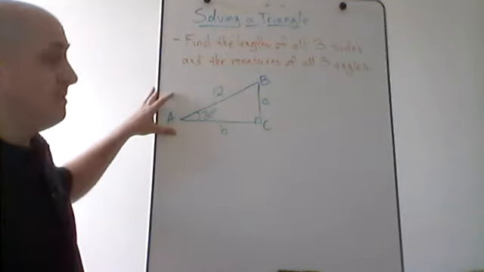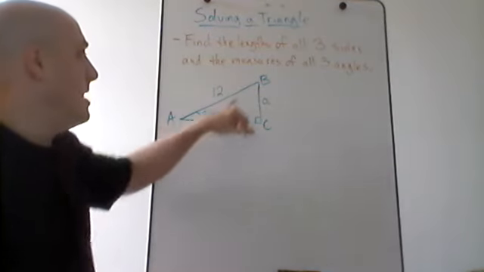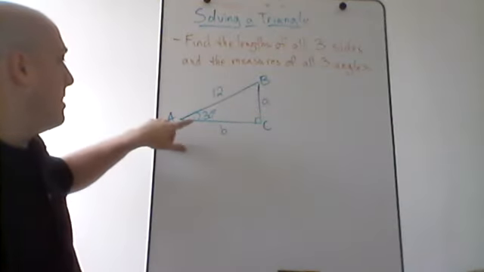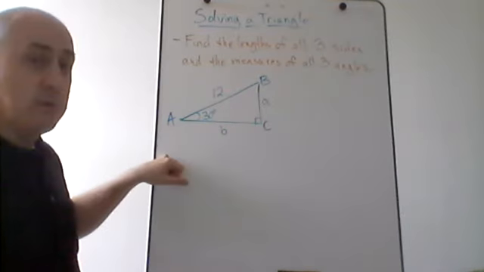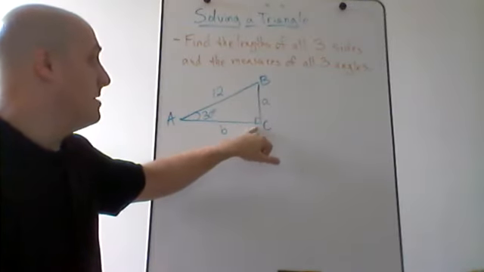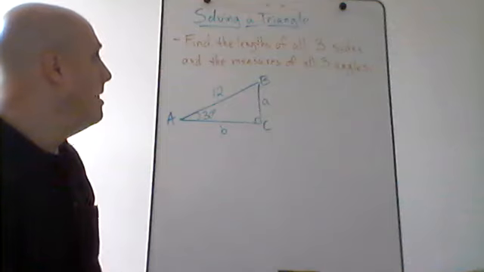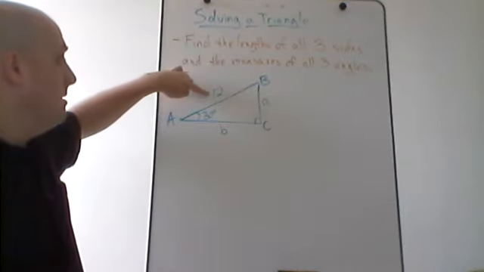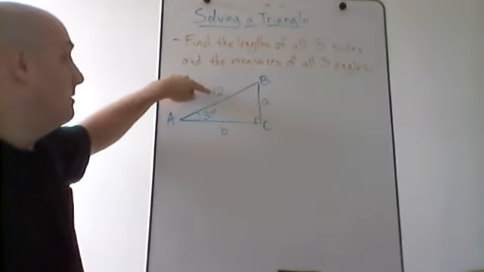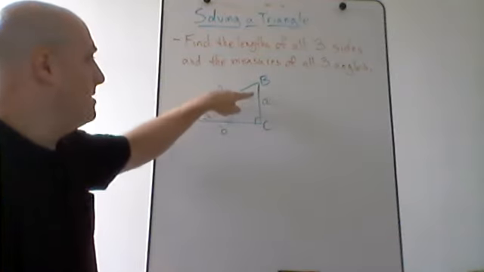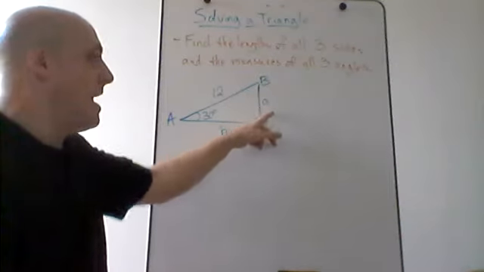Right, so here's an example of a triangle that we are going to solve. It's triangle ABC. Notice we have angle A is 30 degrees, so we're given that. We're given that angle C is a right angle, and we have the hypotenuse side is 12. What we don't have is angle B, and we don't have sides A and B.